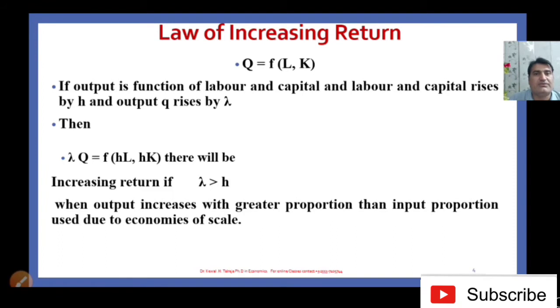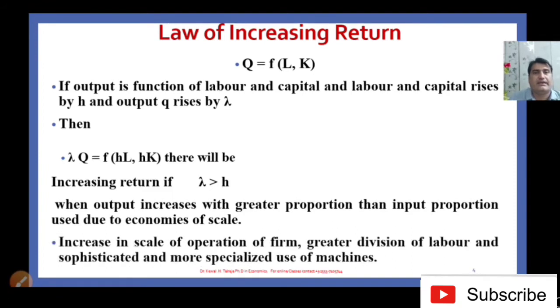Now the question arises, what is economies of scale? Economies of scale means the advantage or benefits to the firm by producing two products, or producing another thing by using the byproduct during the production process. It means economies of scale arise due to an increase in the scale of operation of the firm, greater division of labor and sophisticated and more specialized use of machines. As a result, the returns increase.